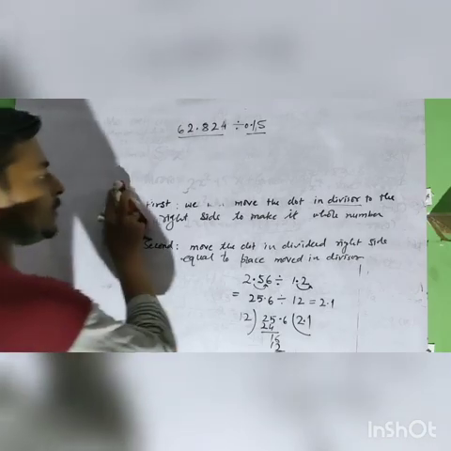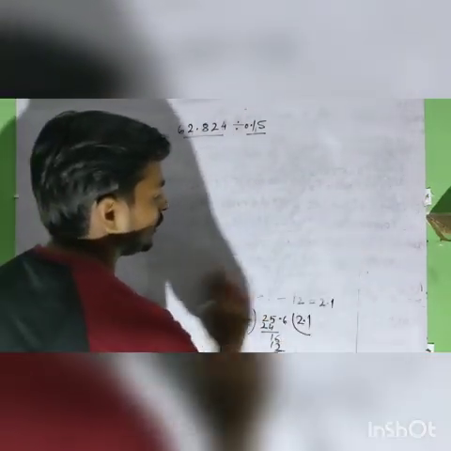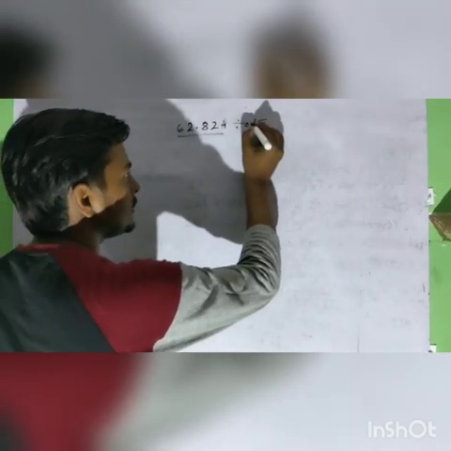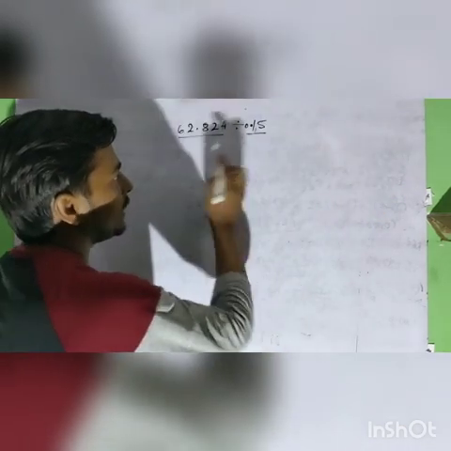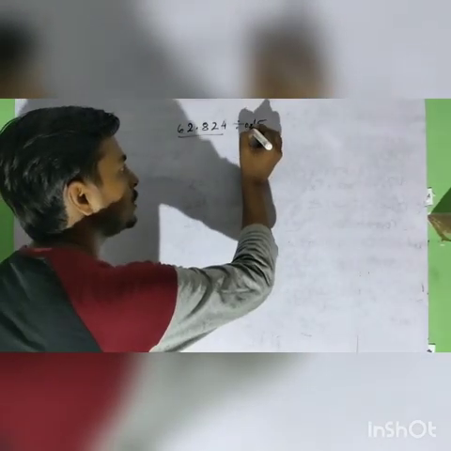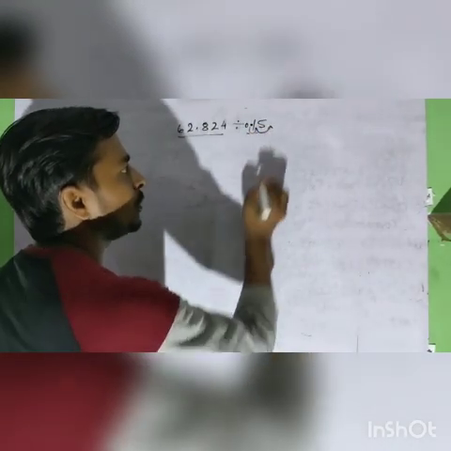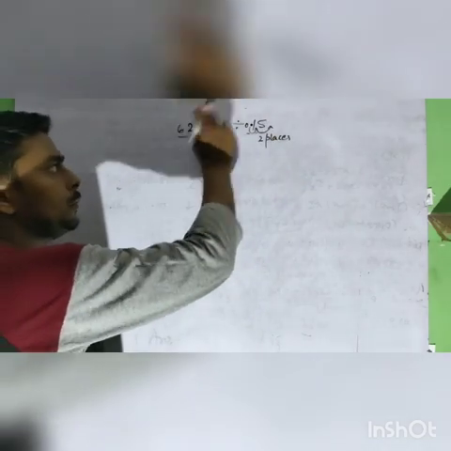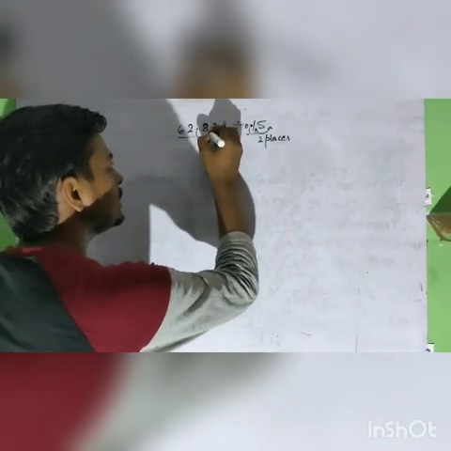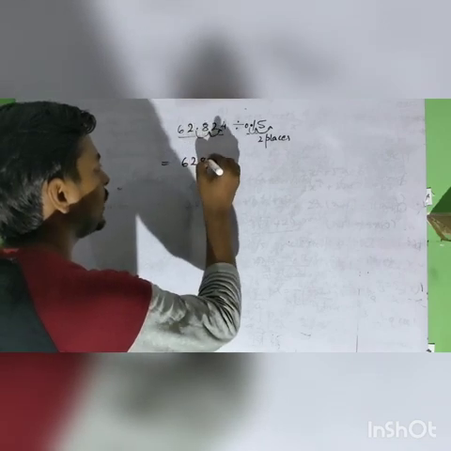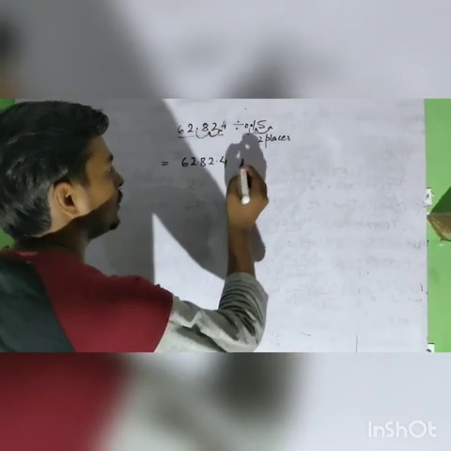Now to divide this, first we should change this divisor into a whole number. How many places should it be moved to the right side? This is 1 place, 2 places. If this will be here, it will become 15. So this is 2 places. So the same places, this point also moves. So 1 place and 2 places. So this will become 6282.4.